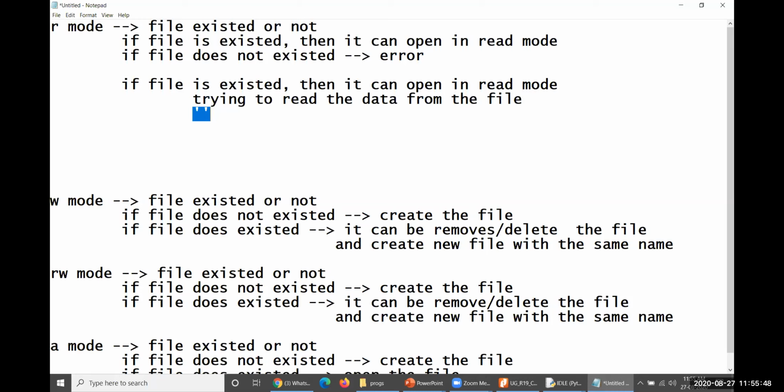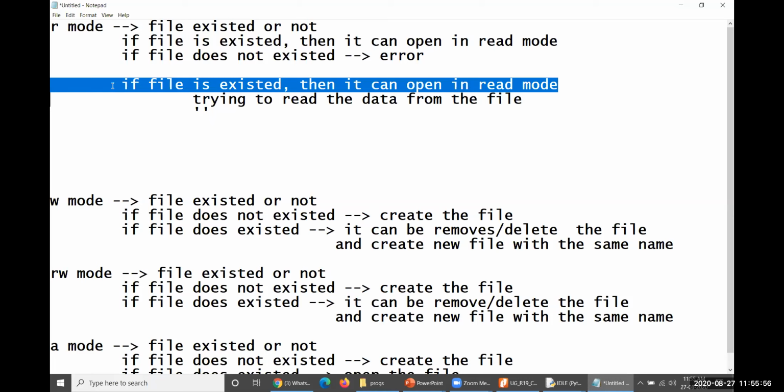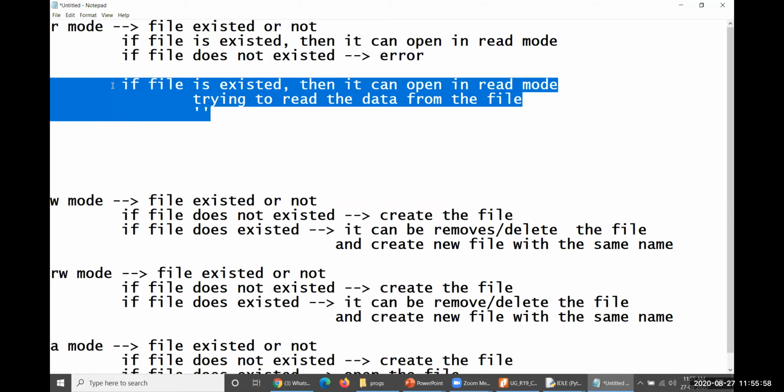That is the point we need to understand here. I'm talking about read mode, where your file already exists and some content is also there in that particular file.